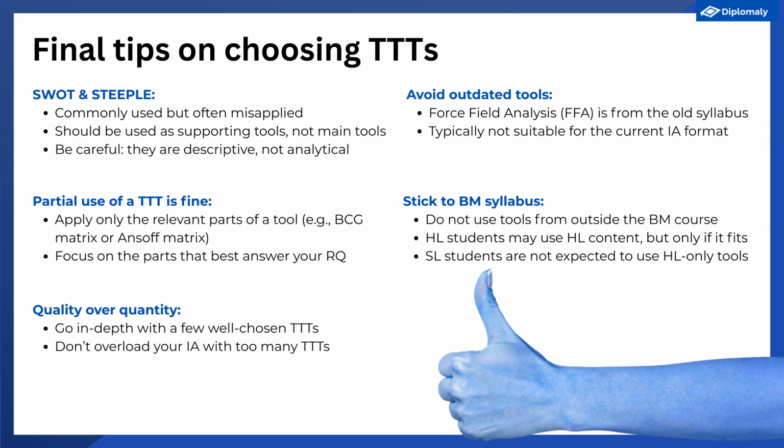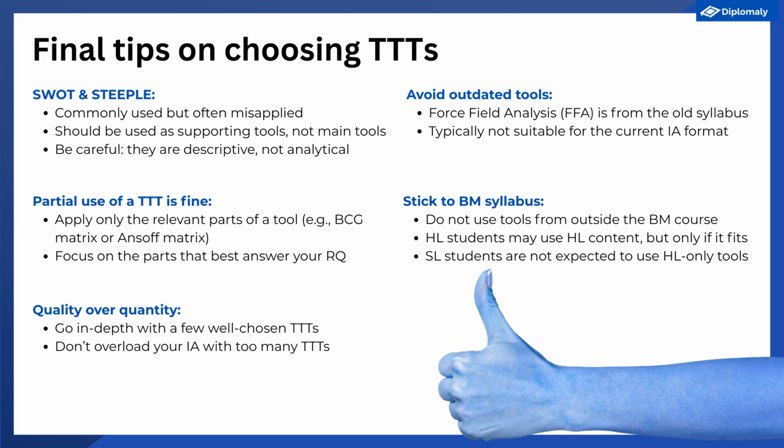For example, if you're using the Boston Consulting Group matrix when talking about a product expansion, you only need to go in depth in the parts of the BCG matrix that are relevant to the business. Remember, the quality of the TTT is the most important, and it is better to focus on the part of the TTT that best answers your research question. While there's no such thing as must-use tools or theory, there are certain TTTs that answer your research questions better than others. Remember, again, quality over quantity is a key success factor here.